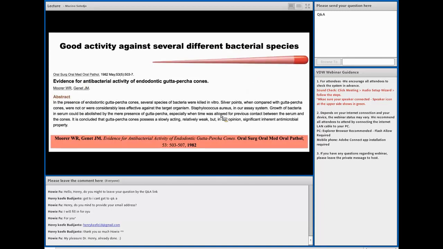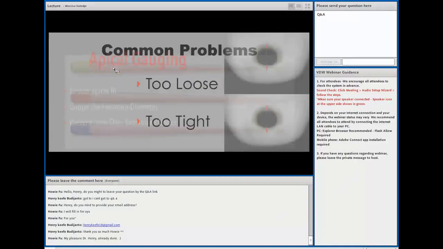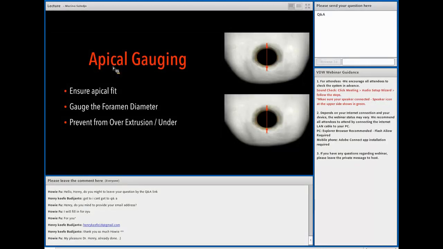And actually, gutta percha also shows some bacterial evidence according to the journal that was written in OOO back in 1982. But the problem with gutta percha, if you want to use it, is that sometimes it is too loose or too tight. Therefore, before our obturations, after we have completed our shaping and cleaning protocols, I am suggesting that we definitely need to do our gauging apically to make sure of the apical fit of our obturations.